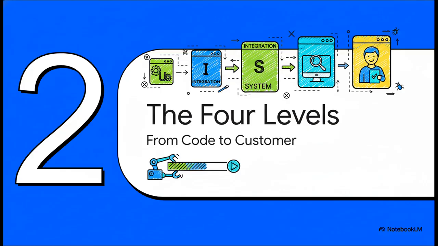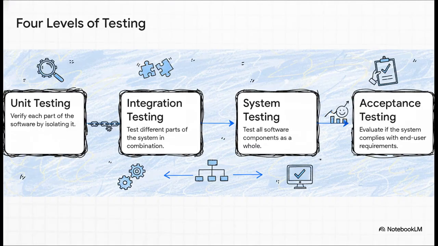So, how does this hunt for bugs actually work? Well, it's not just one single event. It's more like a journey that every feature takes through 4 distinct levels, moving from a tiny piece of code all the way to your screen. And here they are: unit, integration, system, and acceptance testing.